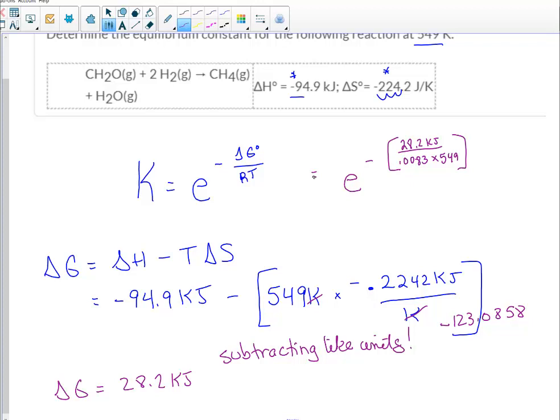So divided by 0.00831 divided by 549. Natural log. So the opposite of ln is Euler's number. E raised to the negative previous answer on my calculator. And K comes out to be 0.0021, I'll round, and no units on an equilibrium constant. Did you find that as well?